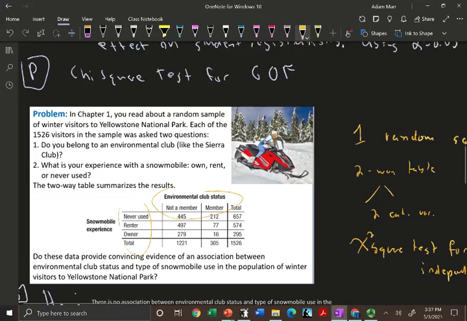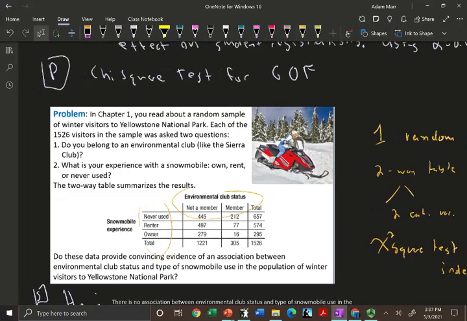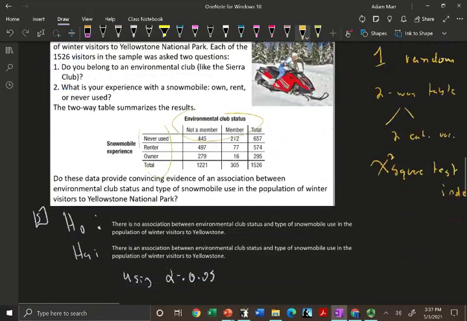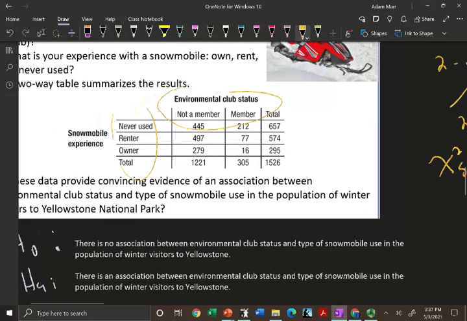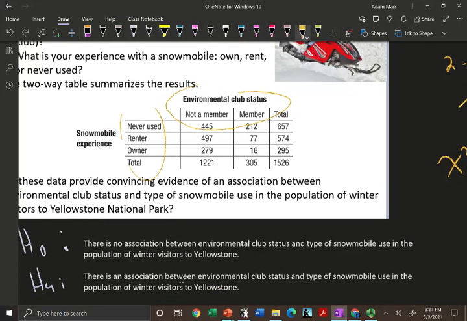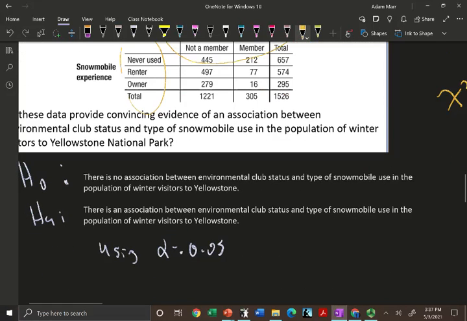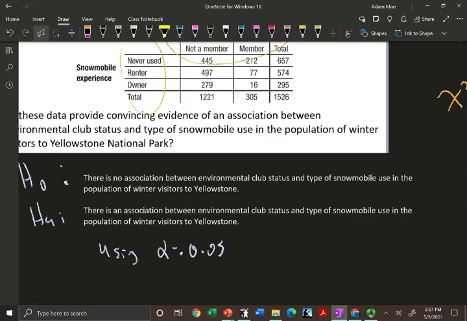Okay, so how do I put this right here? A lot of times it's really easy. You just answer their question: does it provide convincing evidence of an association between this? So the null: there is no association between environmental club status and type of snowmobile use in the population of winter visitors to Yellowstone. Alternative: there is an association between environmental club status and type of snowmobile use in the population of winter visitors to Yellowstone, using alpha equals 0.05.